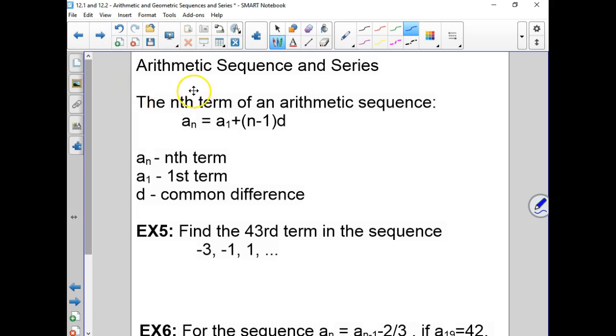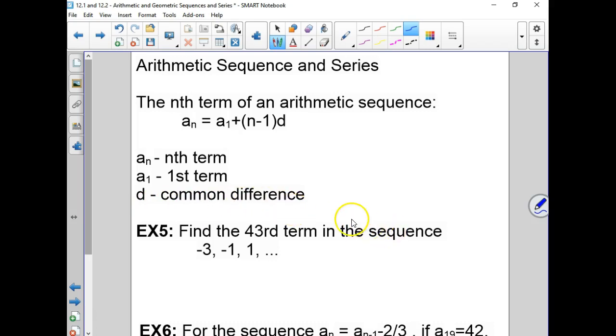Okay. When it comes to arithmetic sequences, we have a formula that we can use to help us find different parts of a sequence. So whenever we're looking for different terms in an arithmetic sequence, we can use this formula here. A sub n equals a sub 1 plus n minus 1 times d. In this formula, a sub n is your nth term, a sub 1 is your first term, and d is the common difference in the formula.